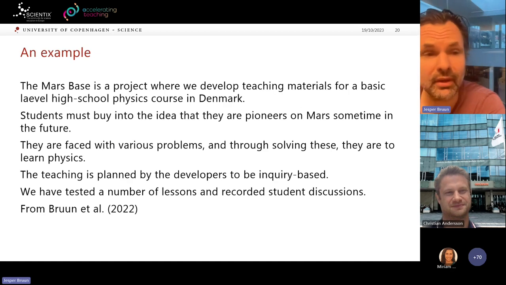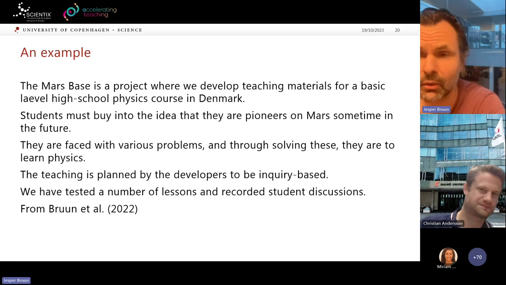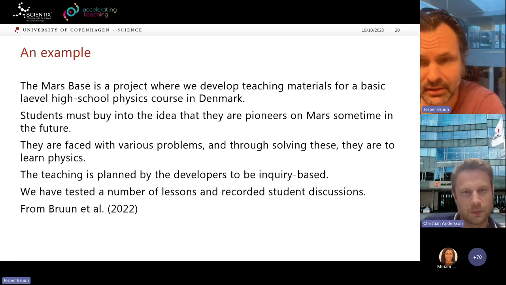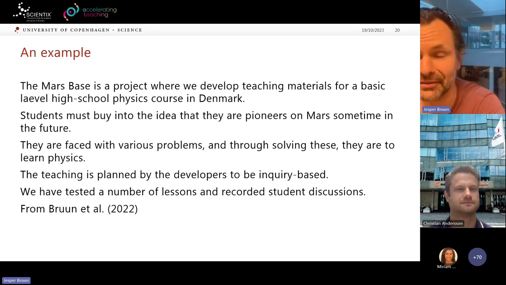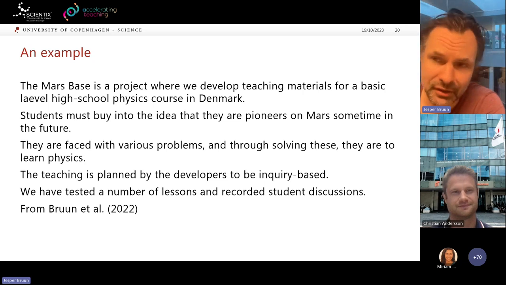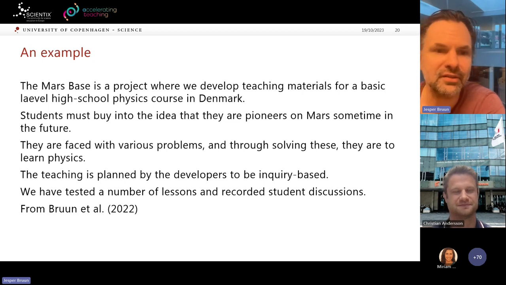As an example, we did a project in Denmark, and it's in Danish. You're welcome to go to the webpage that's in the links. If you have some kind of working Danish vocabulary, that would be meaningful. Otherwise, good luck. But I'll tell you a little bit about it. The MASBase is where we developed teaching materials for a basic high school level physics course in Denmark. Our idea was to cover the whole thing.